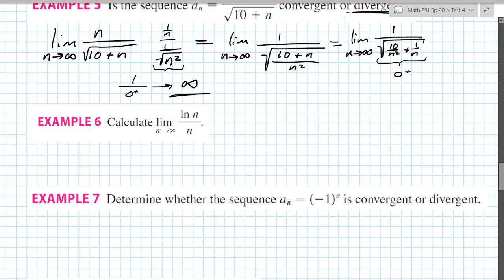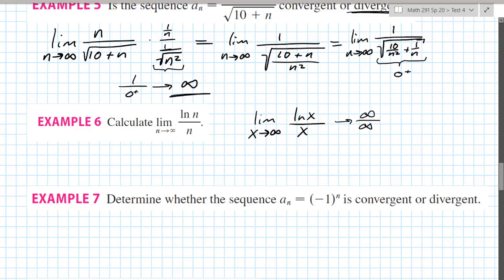Next, we want to calculate the limit of ln of n over n as n approaches infinity. Again, we can't directly apply L'Hopital's rule since ln of n over n, those aren't functions. So we'll just say, hey, let's take a look at the limit as x approaches infinity of ln of x over x. Now we have continuous functions here, which are differentiable, of course.